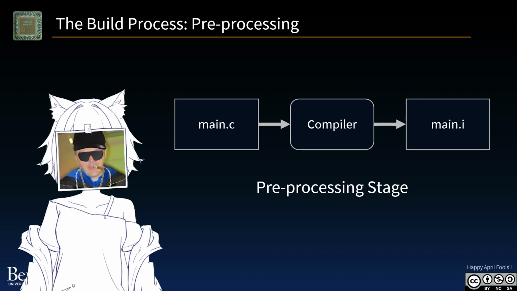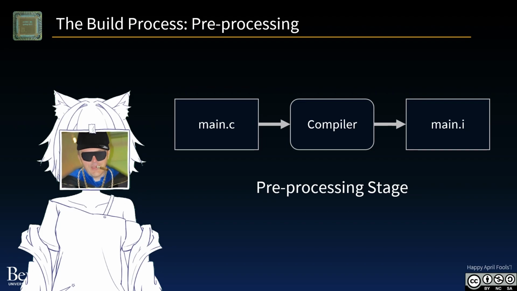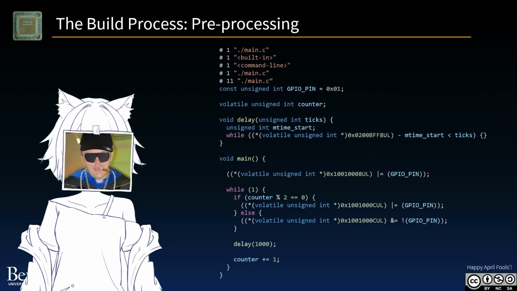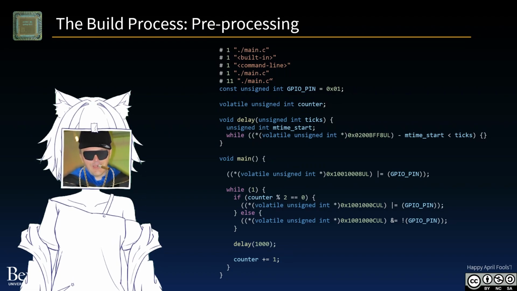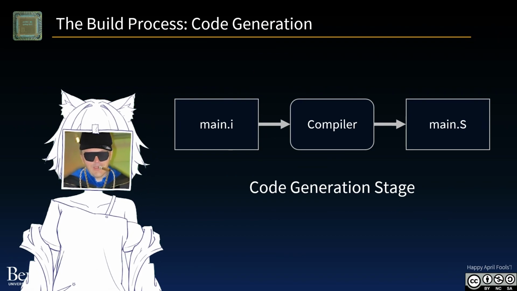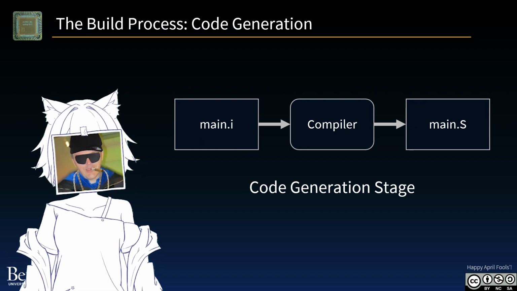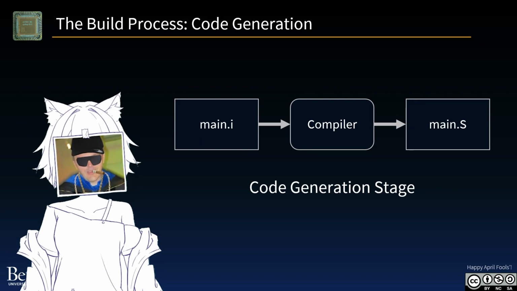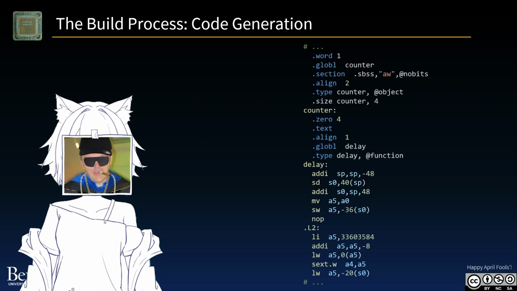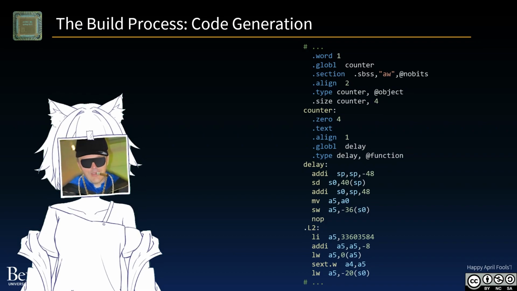It will go over the program and see where those macro symbols are used, and replace the symbol with the defined values. You can see that in the resulting main.i file, all of the macro defines are replaced with the definitions. The second stage is called the code generation stage. In this stage, all of the high-level C or C++ code will be converted to the RISC-V assembly language. The result is something similar to what you have written in your CS61C projects.